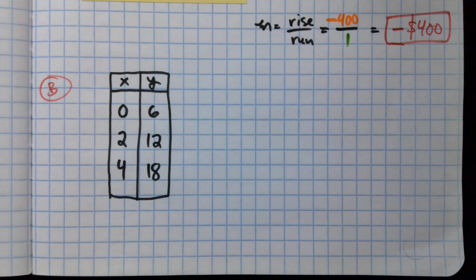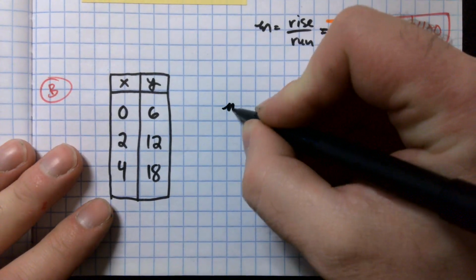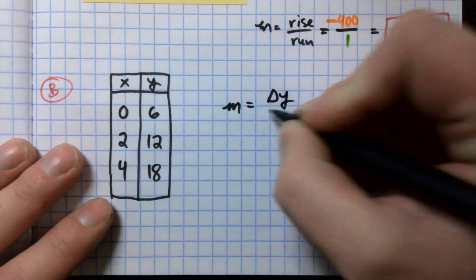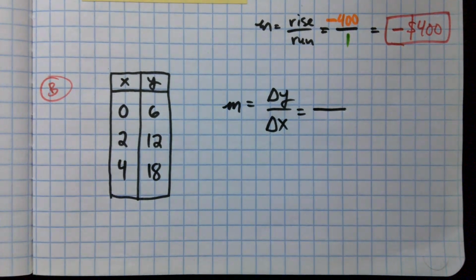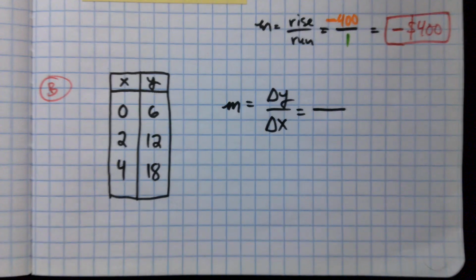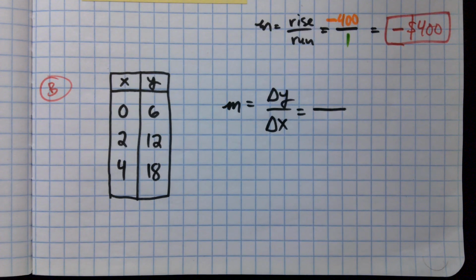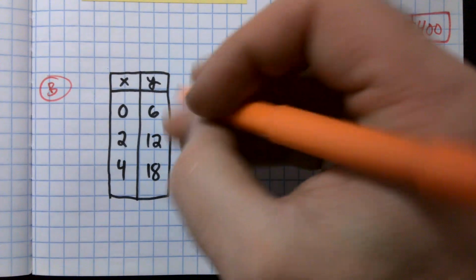Am I going to use rise over run with this guy? No. What method am I going to use instead? Delta y over delta x. So m is equal to the change in y divided by the change in x. If I want to figure out what my change in y and x are, what do I have to draw on the outside of my little table here? Little arrows.